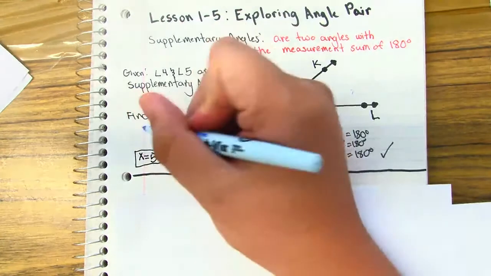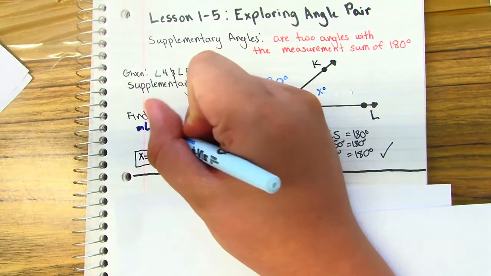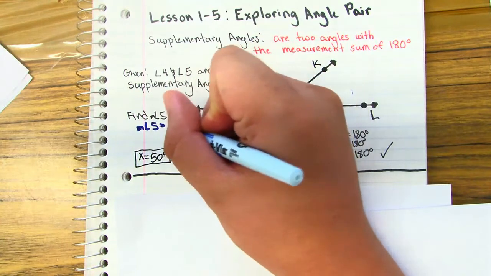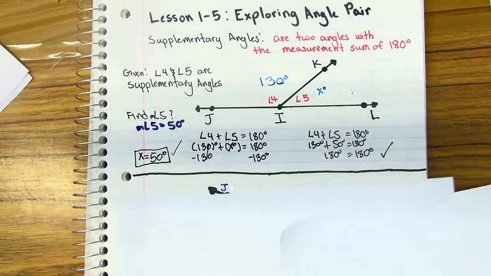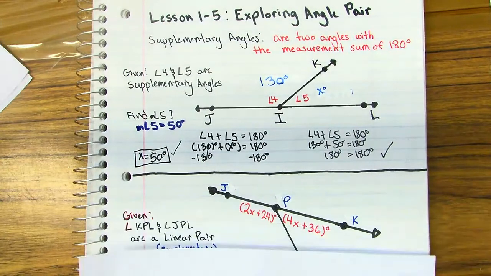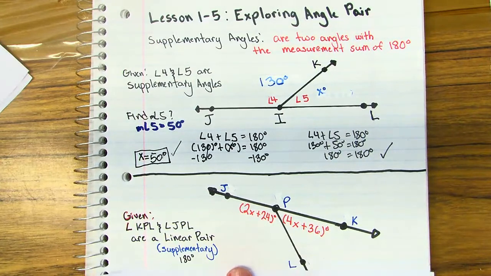Or not x, but we know that the measurement of angle 5 will equal 50 degrees. So just like stating it, right? We're going back to the question that's really being asked. And that is one example. Now we're going to go to our next example here.